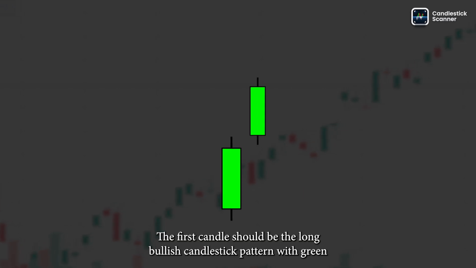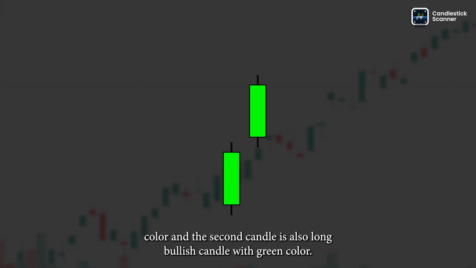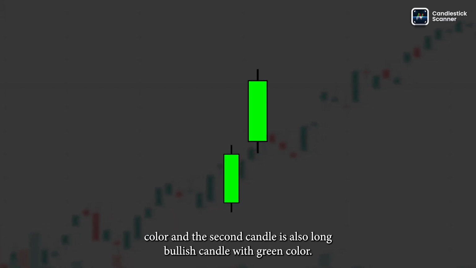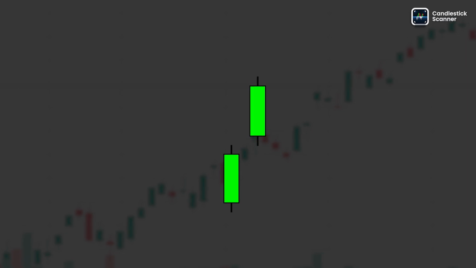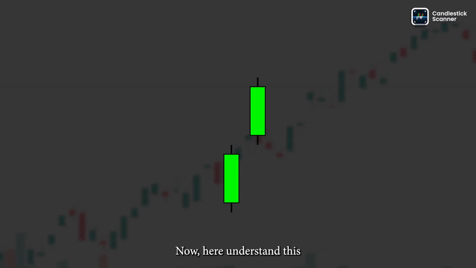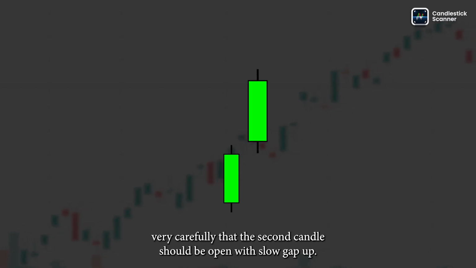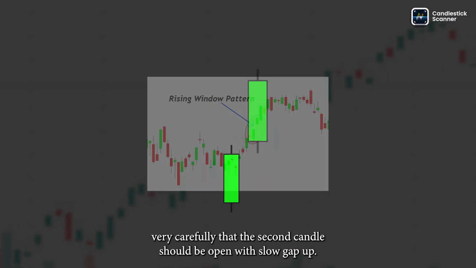The first candle should be a long bullish candlestick with green color, and the second candle is also a long bullish candle with green color. Now, understand this very carefully: the second candle should open with a full gap up, like you can see in the video.